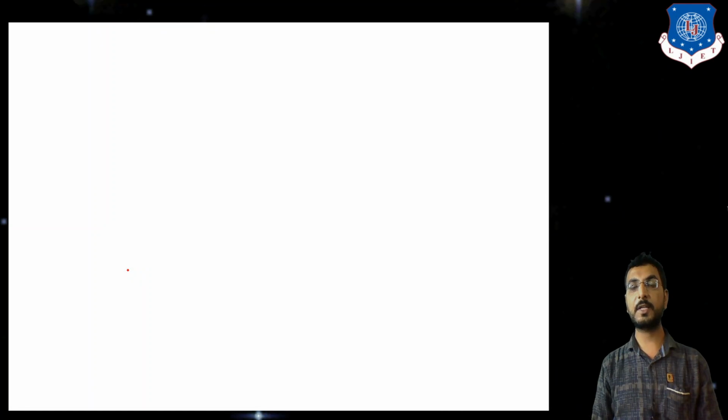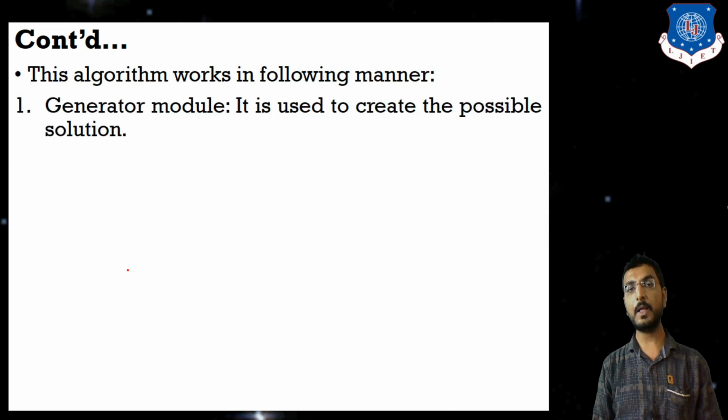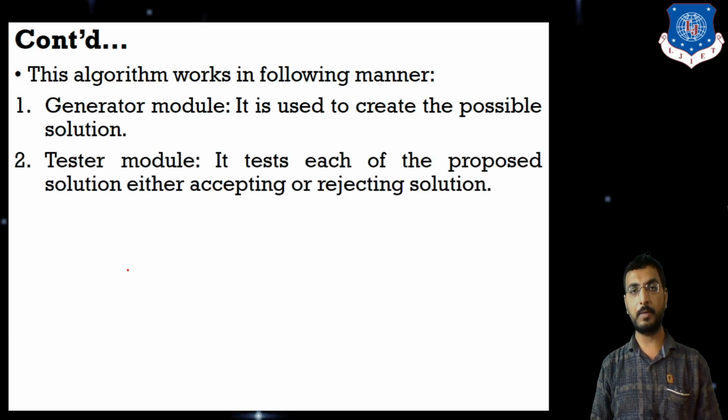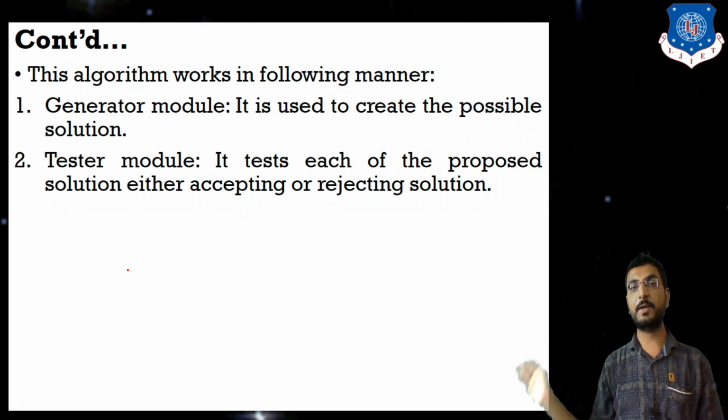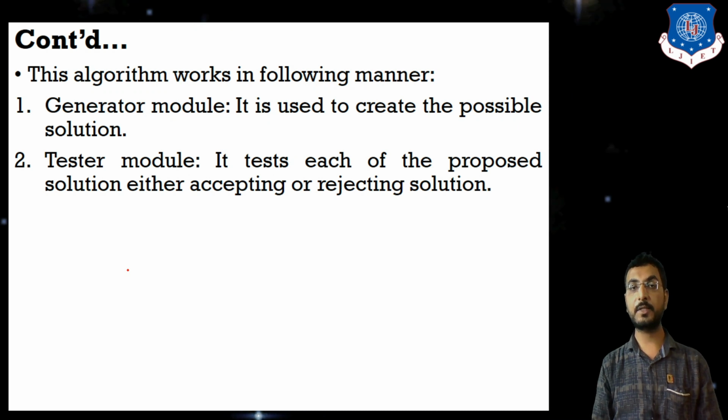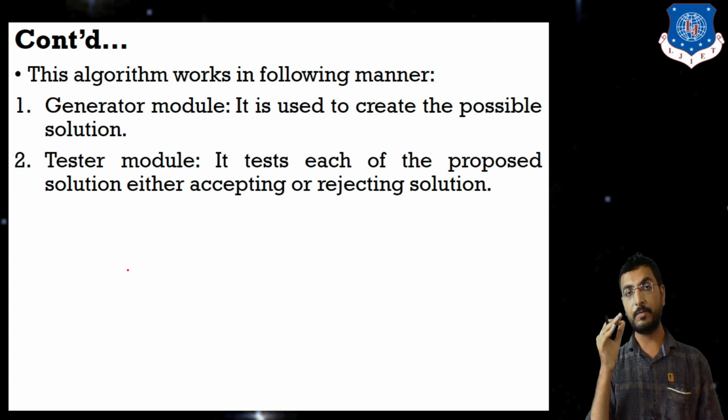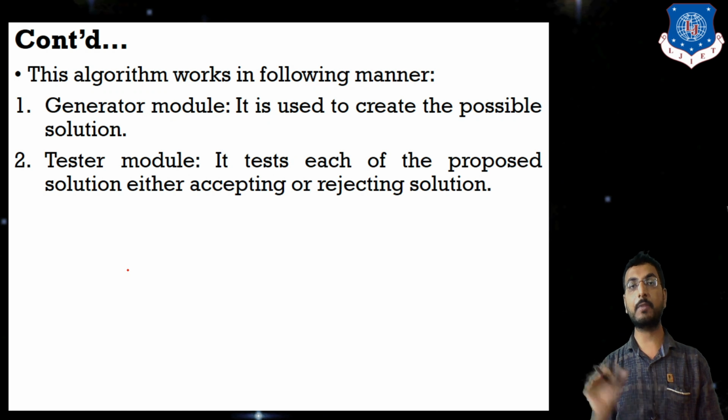Now let us understand how this generate and test algorithm will work. Let's say one generator module will be there and one tester module will be there. A generator module is used to create a possible solution, and tester module is used to test each of the proposed solutions, either accepting or rejecting the solution. So generator module will be used to generate a solution, or we can say generate from one state to an intermediate state or final state.